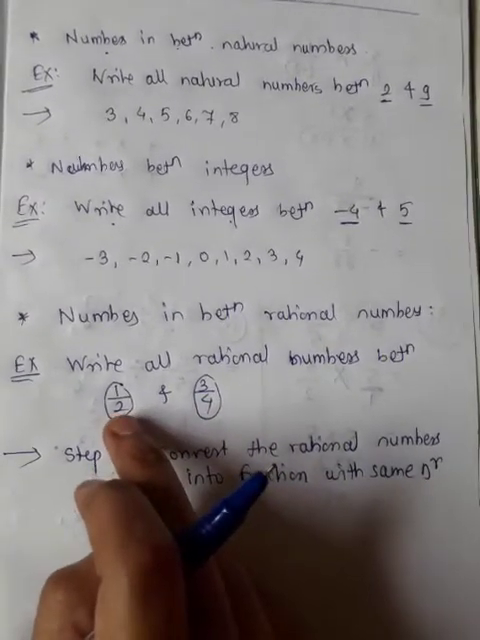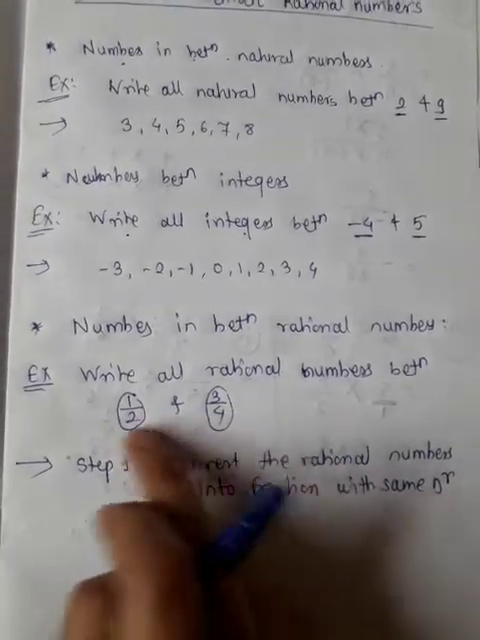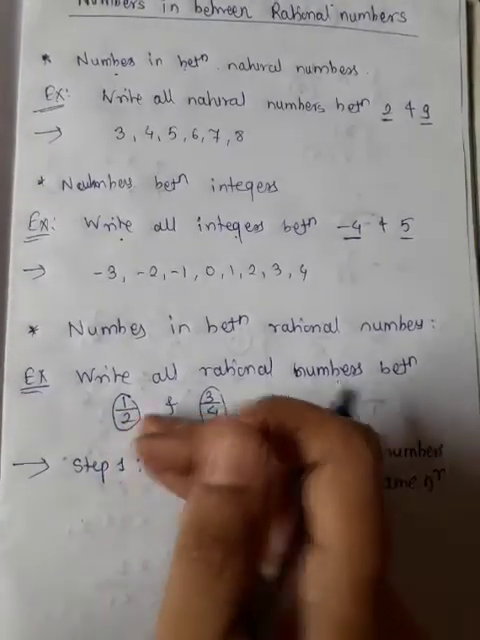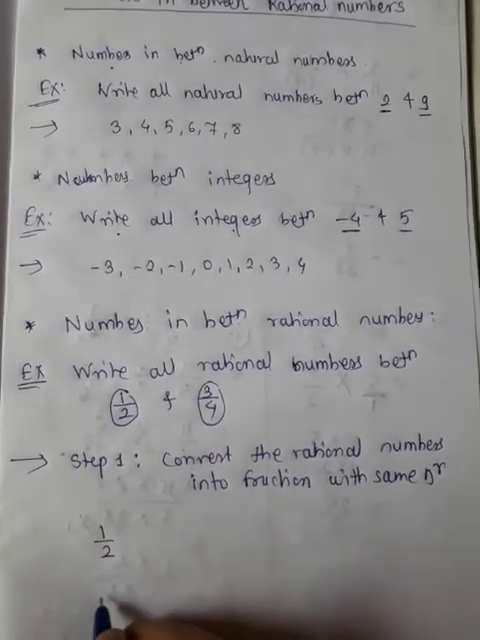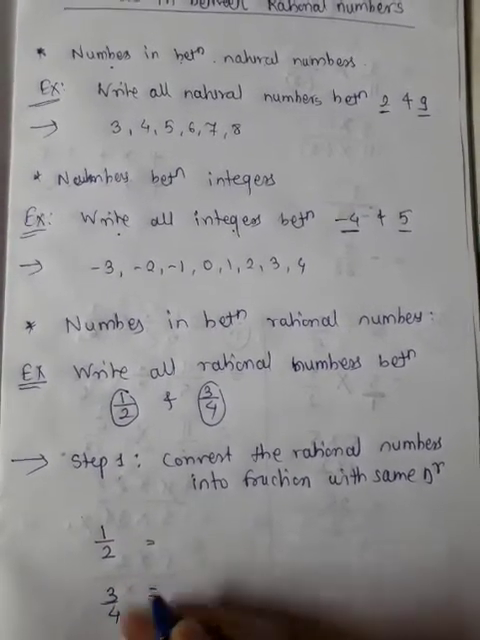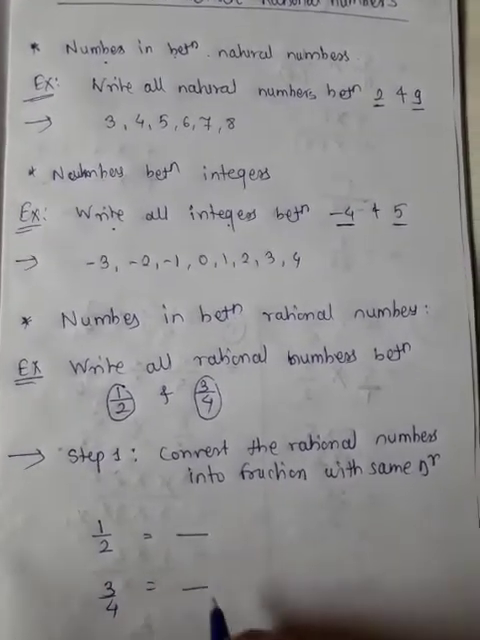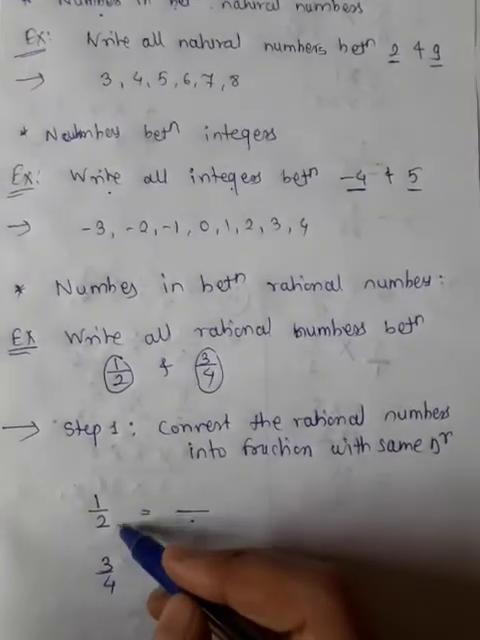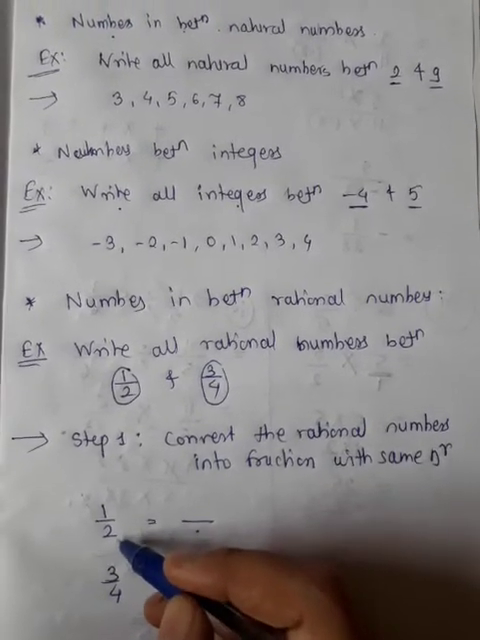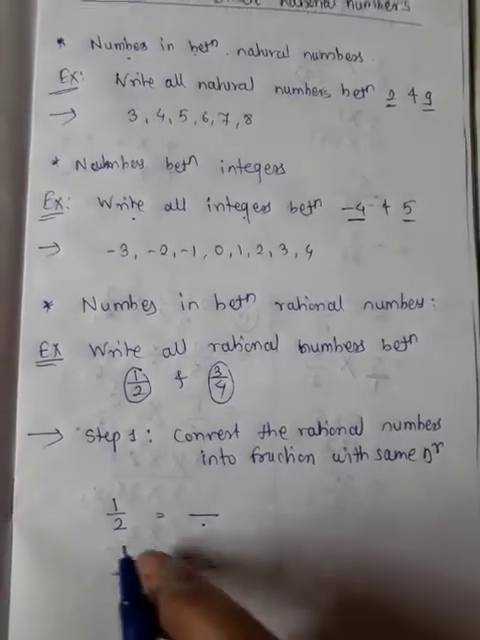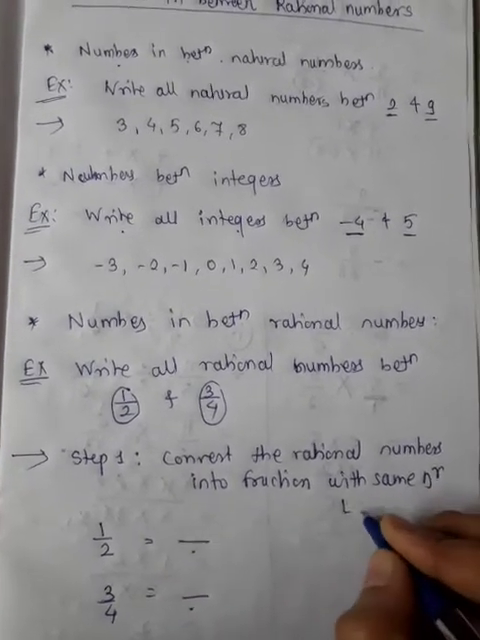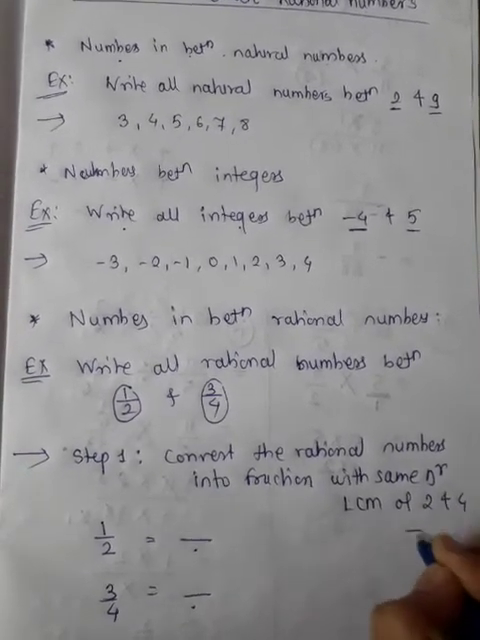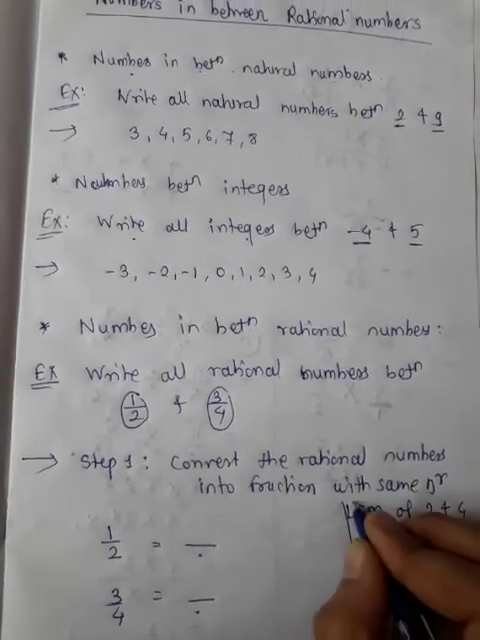Okay, so here you observe that denominators of these two rational numbers are not same. Okay, so here what is our first step? First step is convert the rational numbers. Means here we have to convert these two rational numbers 1/2 and 3/4 into fractions with the same denominator. Okay, so here you observe that these two fractions have different denominators, here 2 and here 4. Then we know how to make the denominator same. We find the LCM of 2 and 4. Now what is the LCM of 2 and 4? LCM of 2 and 4 is 4.